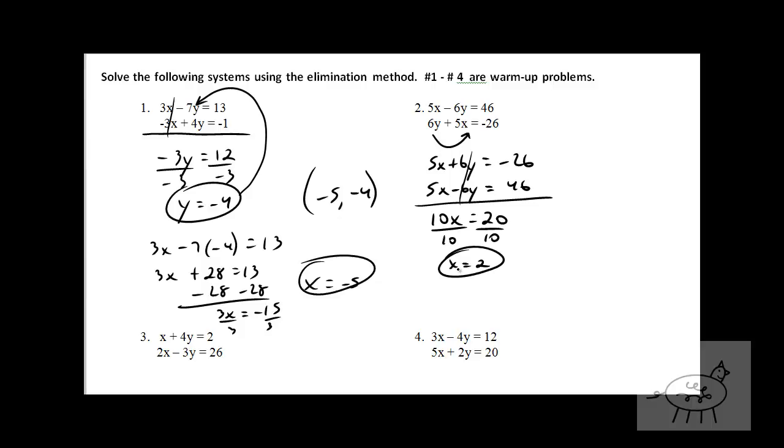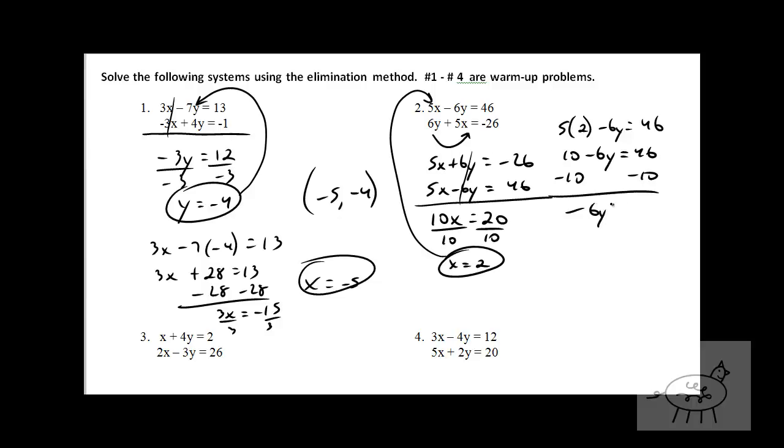Then I'm going to plug it back into the first one, fewer negatives. So 5 times 2 minus 6y is equal to 46. So 10 minus 6y equals 46. Subtract 10. So negative 6y equals 36. Divided by negative 6, y equals negative 6. So that's your answer, 2 comma negative 6.